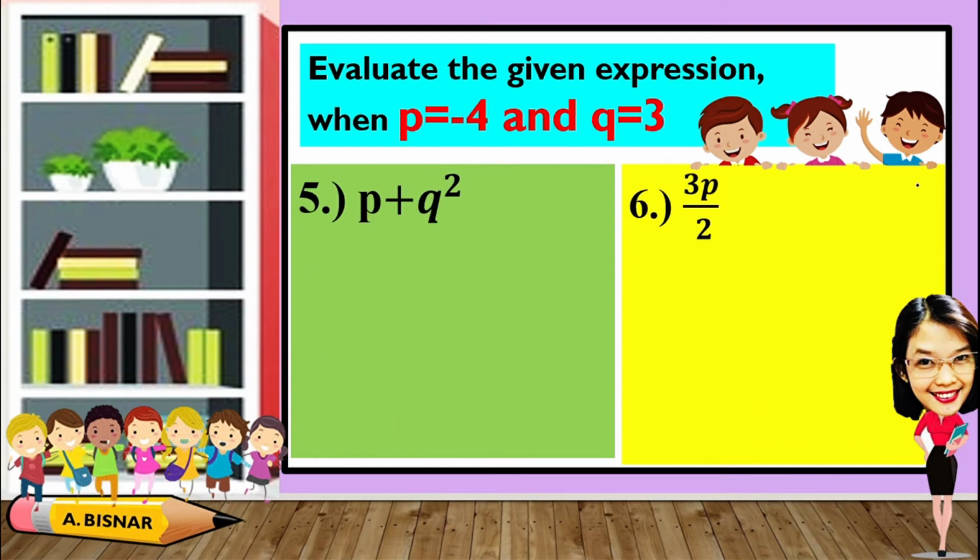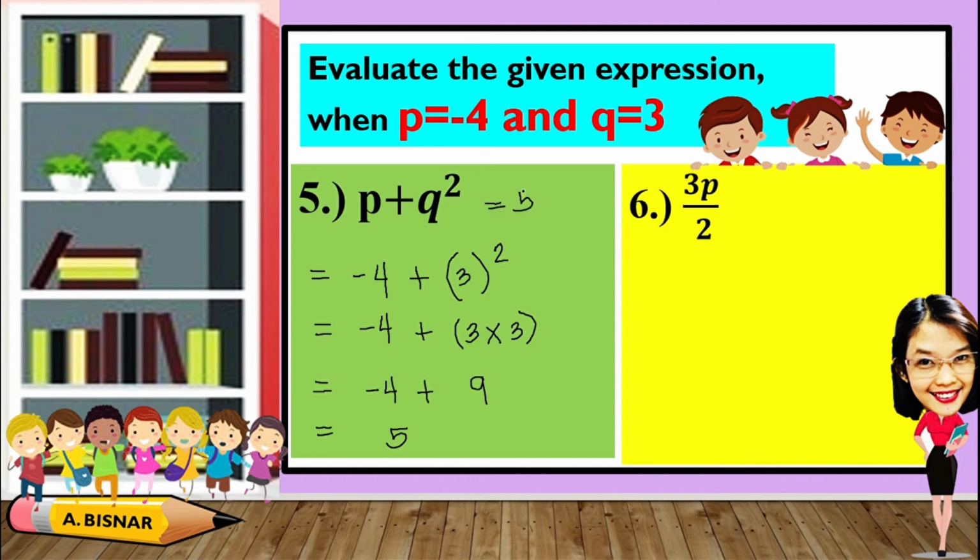Another, evaluate the given expression when P is equal to negative 4 and Q is equal to 3. Again, P is negative 4 and Q is 3. So plus 3 squared. Negative 4 plus the square of 3 means 3 times 3. So let's evaluate this first. 3 times 3 is 9 plus negative 4. So we have here 4 negative and 9 positive. Then the answer will be positive 5. So this will be 5.